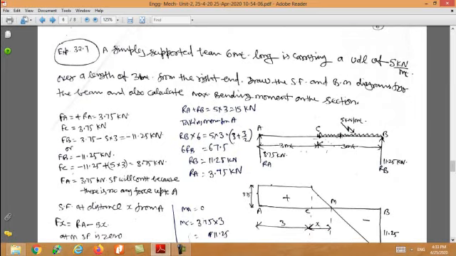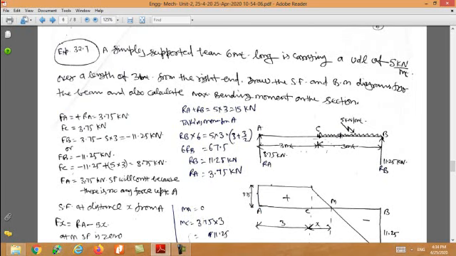Now calculate the shear force. FA is starting from the right side and then upward, so this value is positive. When we come to C, because there is no load between A and C, this value will be constant. And in the diagram you can see it is constant here.